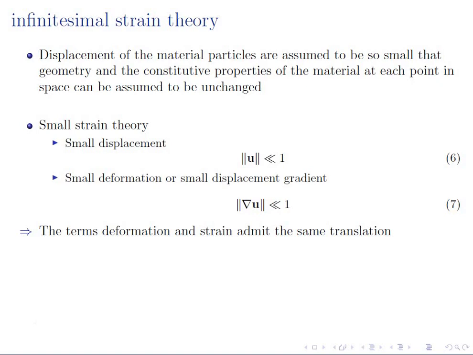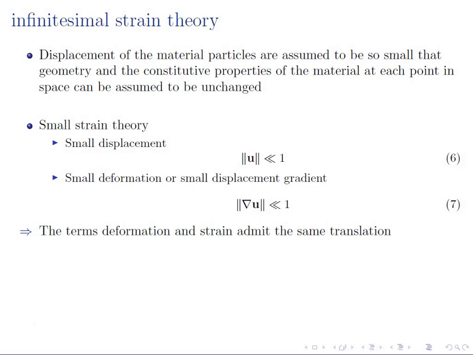According to the infinitesimal strain theory, displacement of the material particles are assumed to be so small that the geometry and the constitutive properties, both of them, of the material at each point in the space are assumed to be unchanged. Accordingly, infinitesimal strain theory assumes that the displacement of the bodies are very, very small.